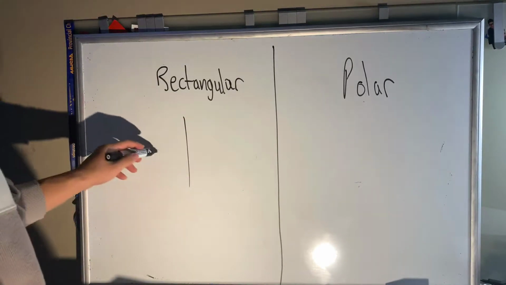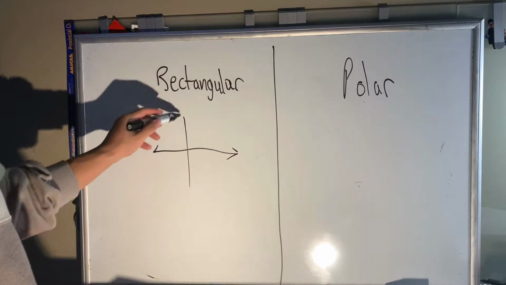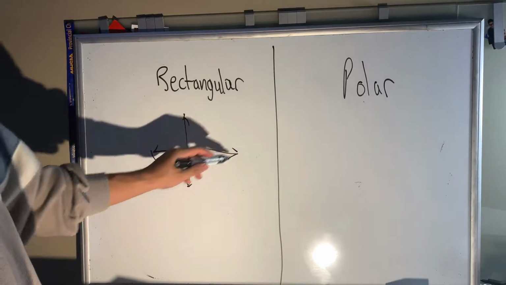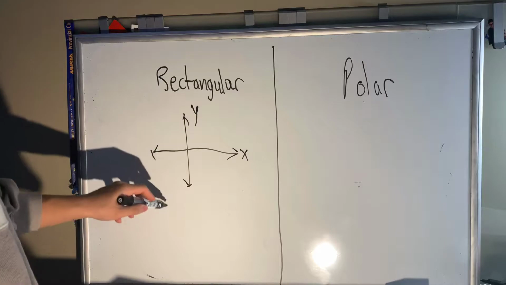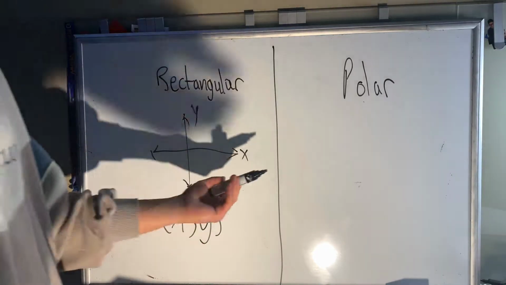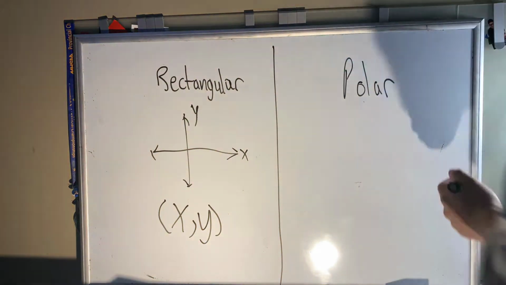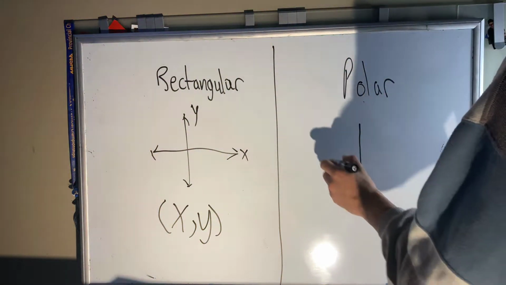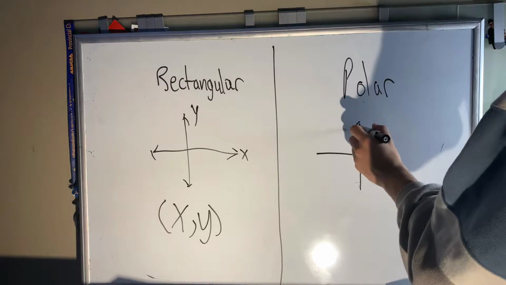We know rectangular coordinates as a Cartesian plane of x and y. Its ordered pairs are x and y. But if we look at polar coordinates right here, we have a whole different reference system.